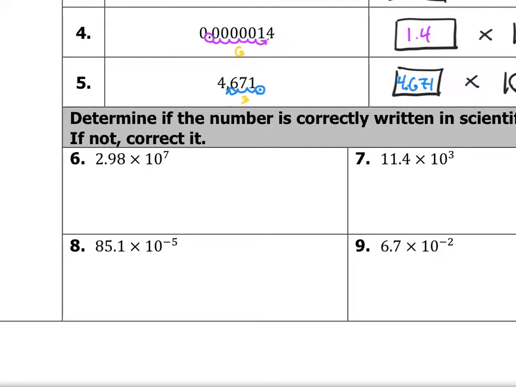Remember, the rules for scientific notation is you have to have the problem written as times a power of 10, which we do. We're taking this times 10 to the 7th. And this first number has to be between 1 and 10. So what you're really looking at is, is 2.98 between 1 and 10? The answer is yes. So this is correctly written in scientific notation.